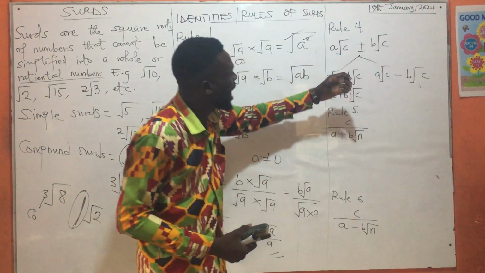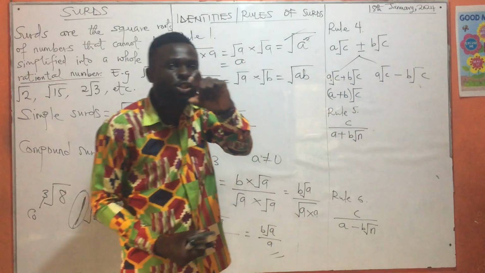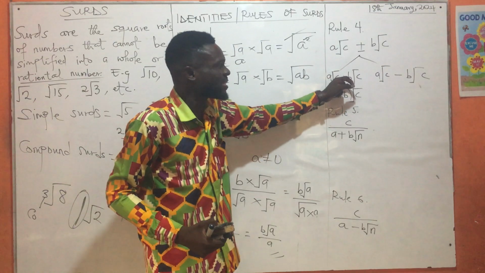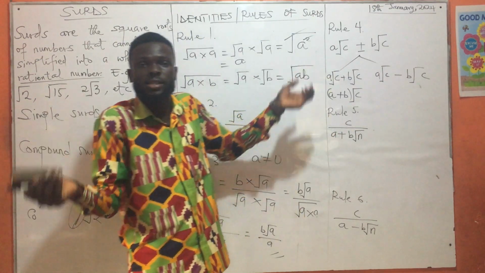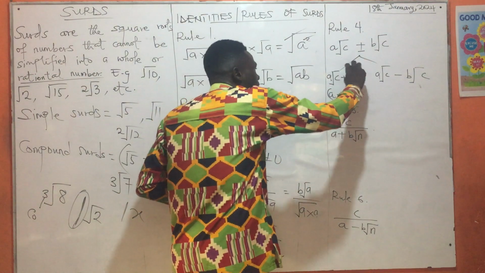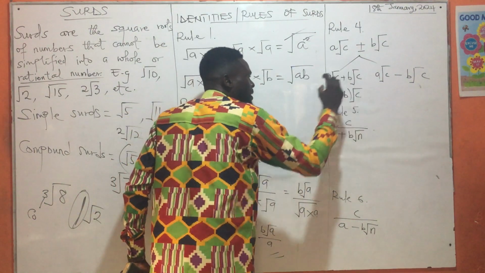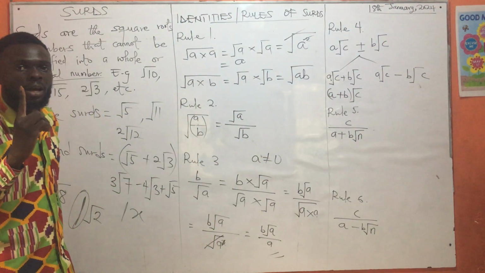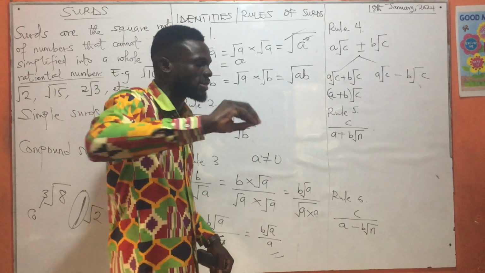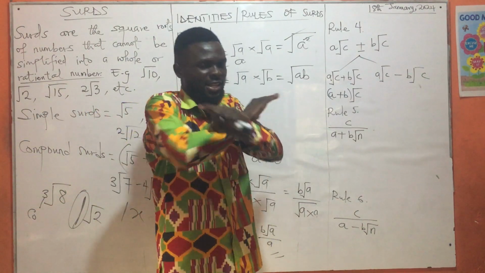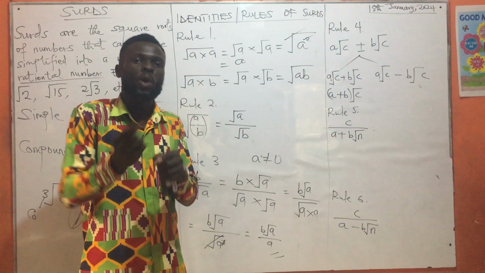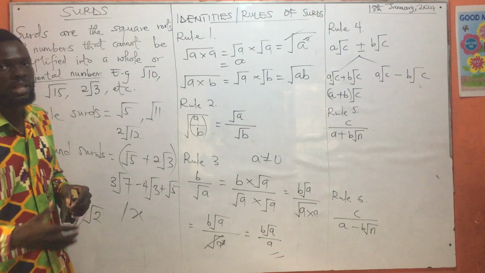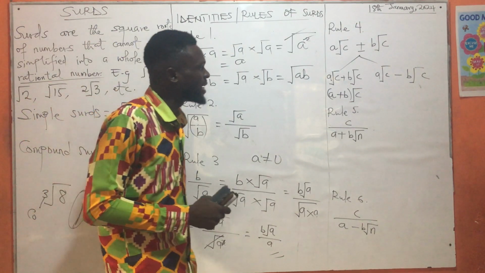So when you come here and you are adding sets, make sure that the sets are equal. They should be the same. So this is set C, set C. They are all the same. So just add the coefficients, which is A plus B. You put the A plus B together, then for the set, you pick one. Now, if the sets are not the same, we are going to work it out to make sure they are the same, which we will talk about, God willing, in our next lesson.